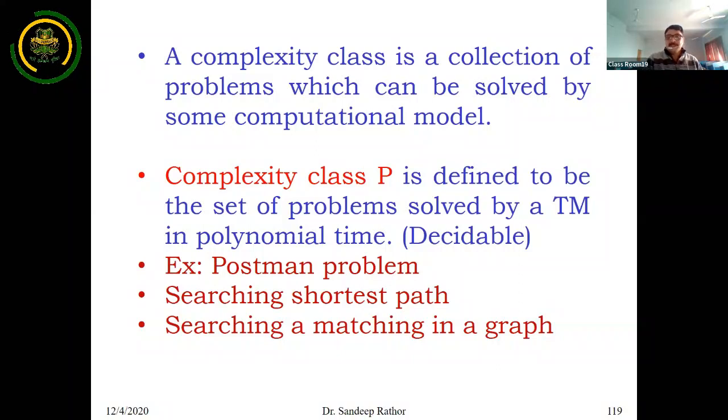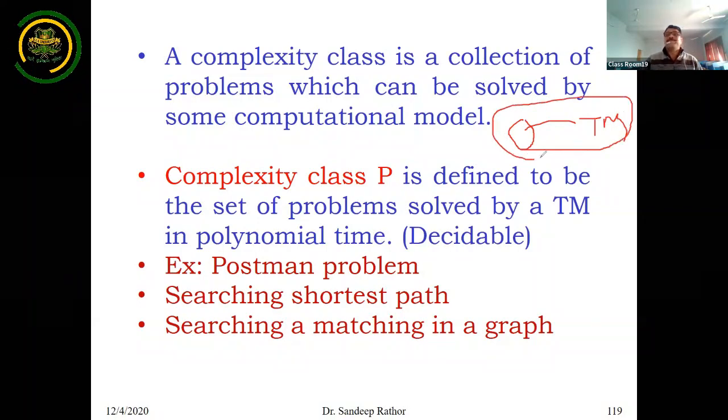So that means if we have any problem and that problem is passed to the Turing machine, the Turing machine can produce the answer in polynomial time. That means feasible time, after 1 hour or 2 hours, you will get the answer. This type of problems is called class P. And this complexity class P is decidable.